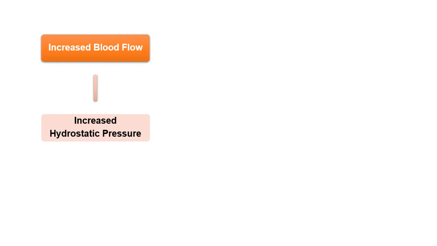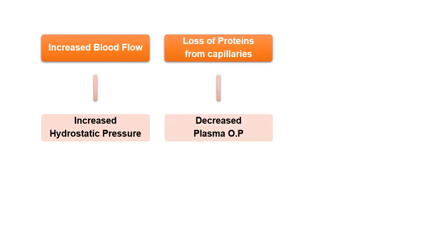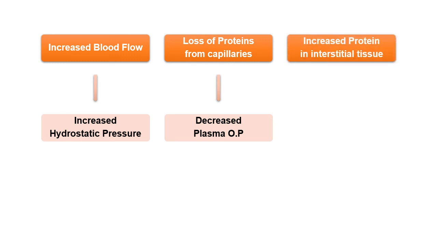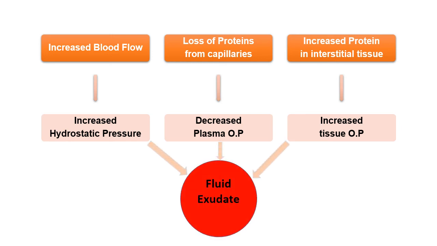So to sum up and simplify this process, we have increased blood flow leading to increased hydrostatic pressure, loss of proteins from the capillaries leading to decreased plasma osmotic pressure, and increased proteins in the interstitial tissue leading to increased tissue osmotic pressure. So the net result is formation of fluid exudate. The process of exudation is the escape of fluids, proteins, RBCs, and WBCs from the intravascular space into the interstitial tissue. This process has many advantages.